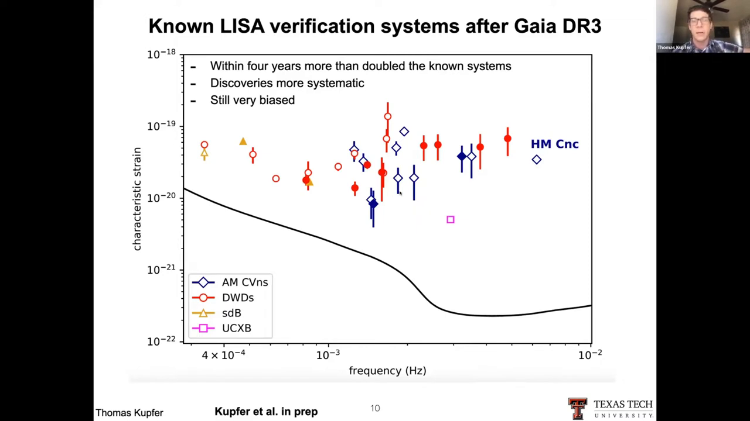The filled symbols are eclipsing sources, right? And eclipsing sources are easier to find in the photometric variabilities. And that's why we see an overabundance of eclipsing sources now compared to what we probably would predict.